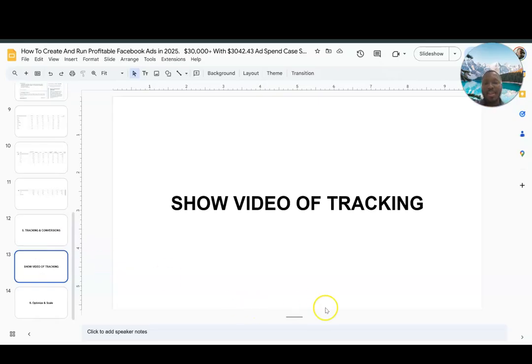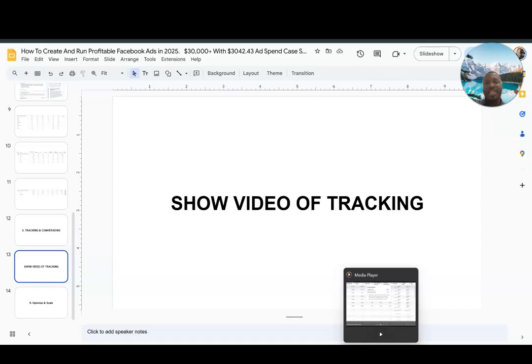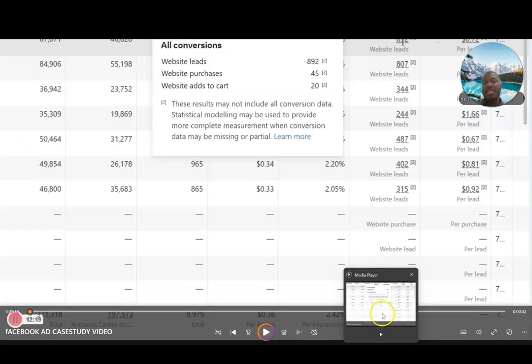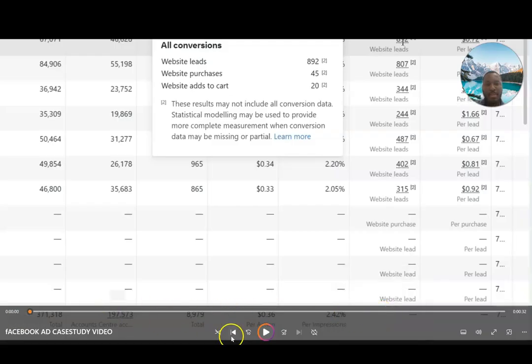Like I said, I don't want to reveal certain details about the campaign itself. So I kind of did a screen grab of the tracking so you can see some of the things that I have seen from the tracking. So let me play this video.